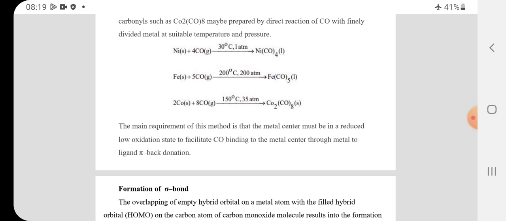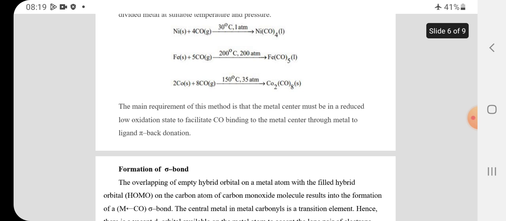See the reaction. Nickel and 4 moles of carbon monoxide in the gaseous state, at 30 degrees Celsius and 1 atmosphere pressure, form the tetracarbonyl nickel complex. At the same time, 5 moles of carbon monoxide react with iron, the iron present in the zero oxidation state, at 200 degrees Celsius and 200 atmospheres to form the pentacarbonyl iron complex.